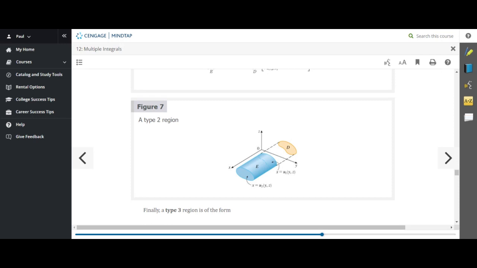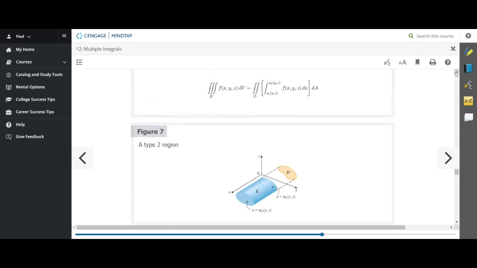Okay, so in this situation, maybe I can, hold on here. That would be your triple integral right above figure 7 for that region.